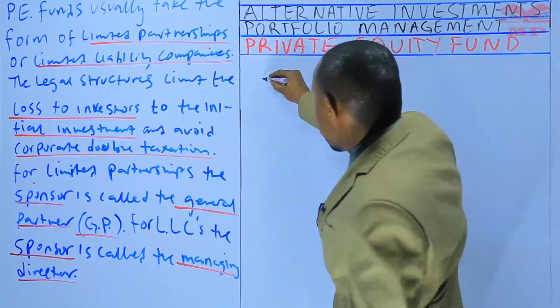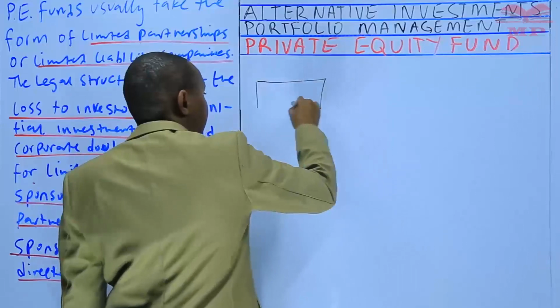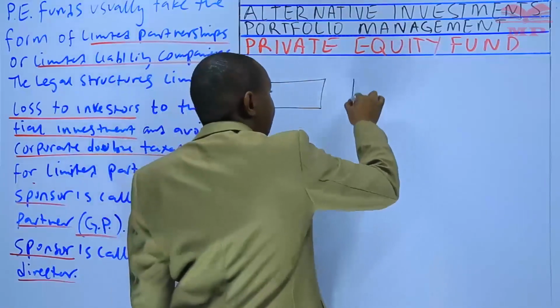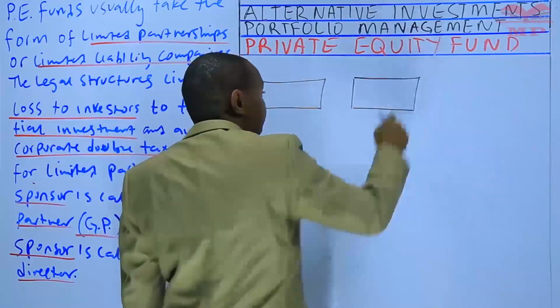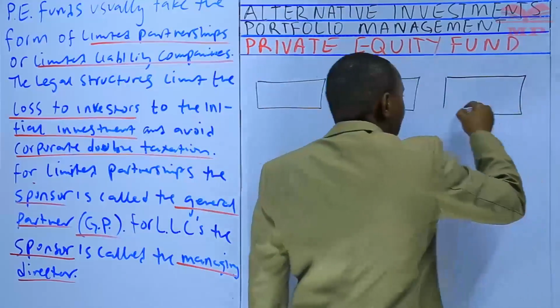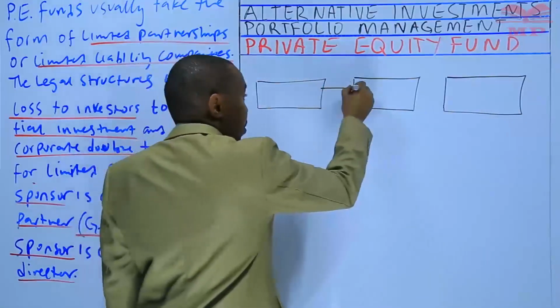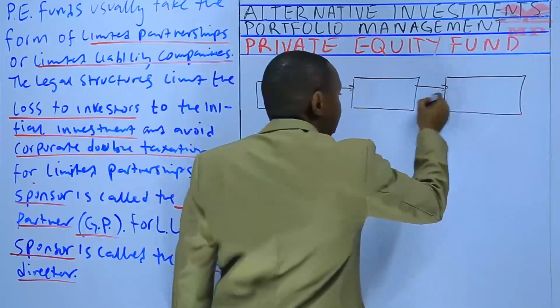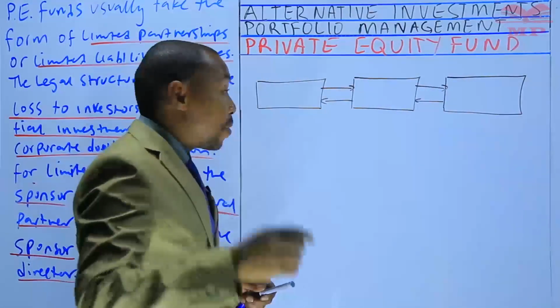So in terms of the structure, we can briefly draw something over here that can drive the point home in terms of private equity funds. So we have three rectangles. I've already drawn this before, so you should not struggle so much in trying to understand this. All we are saying is that we need to have a general understanding of private equity arrangements.